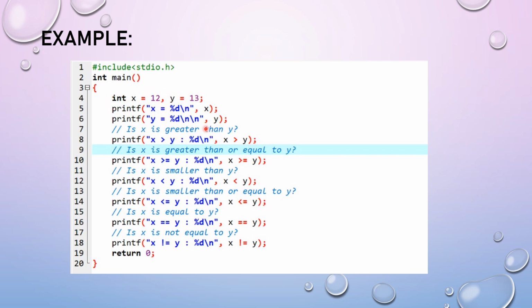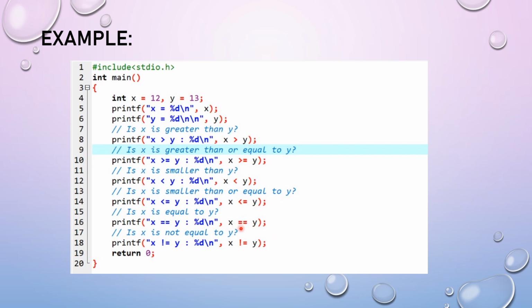Okay, because we have taken integer, it is a placeholder for integer, and simply written the condition: is x greater than y? And in the next line we have checked is x greater than or equal to y. In the next line, is x less than y, x less than or equal to y, x equal to y.